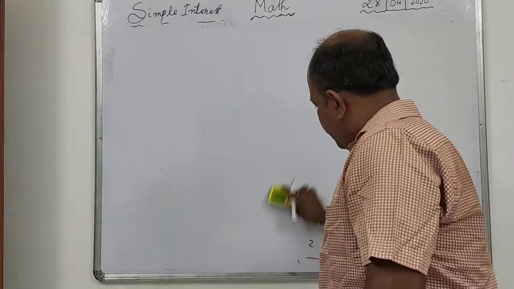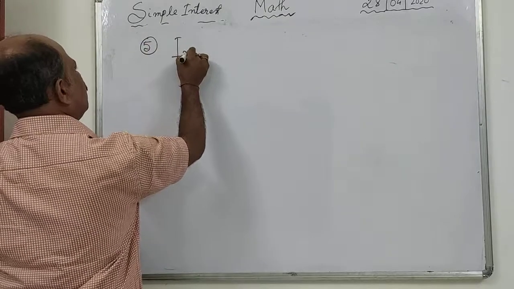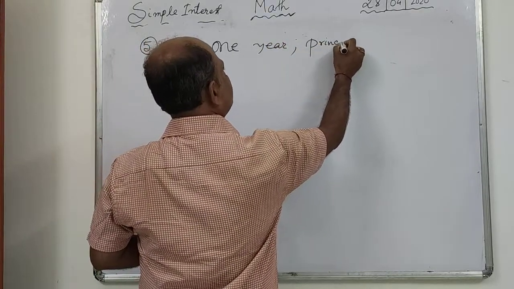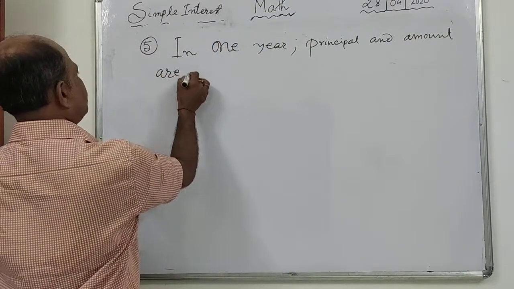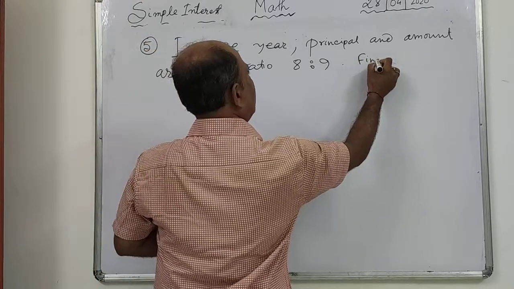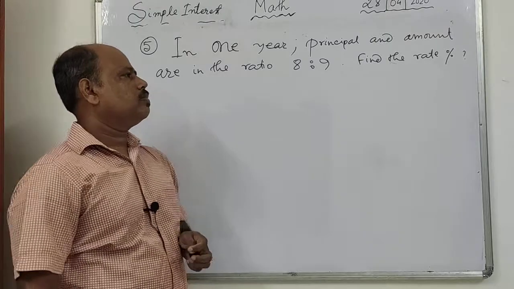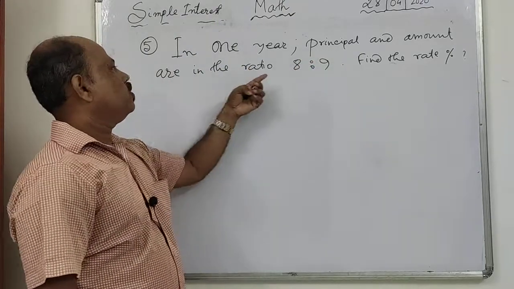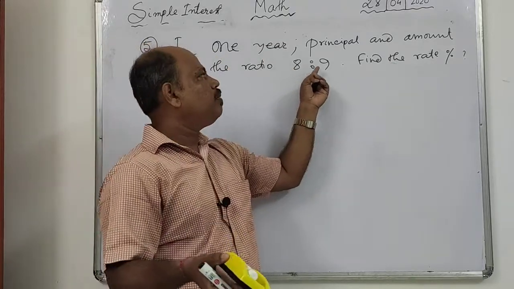Now question number 5. Question number 5. Look, in 1 year principal and amount are in the ratio 8:9. Find the rate percent. Very simple question. In 1 year, 1 বছর পরে প্রিন্সিপালের সাথে অ্যামাউন্টের রেশিও হচ্ছে 8:9. ফাইন্ড দ্য রেট পার্সেন্ট। 8:9 মিন্স 1 বছরে প্রিন্সিপাল 8 টাকা হলে অ্যামাউন্ট হবে 9 টাকা, রাইট?